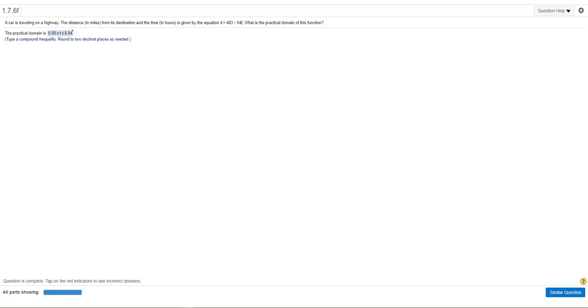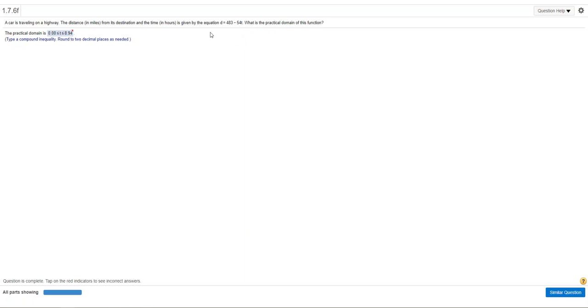This question was from section 1.7, number 18, I believe, and it's about finding the practical domain of a function. So we've got a situation here where our car is traveling on a highway. The distance in miles from its destination is given by d equals 483 minus 54t, and we're asked what the practical domain is. There's no other information that tells us anything about distance besides the equation.